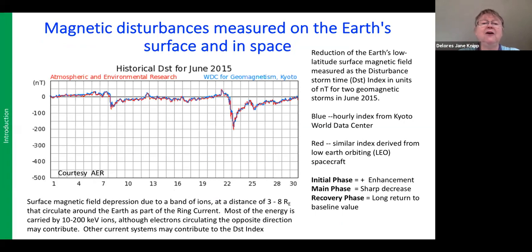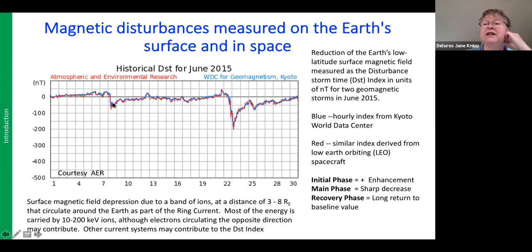It is associated with a reduction in Earth's low latitude surface field that's measured as something called the Disturbance Storm Time Index. That terminology came out of magnetometer studies done in the late 1950s and early 1960s, after the International Geophysical Year, when we had magnetometers posted all over the world. This is an example of a month-long variation of the low-latitude magnetic field with the background field removed. You can see a scale in nanotesla here, and 30 days in the month of June. There's a small disturbance here, and then another much larger disturbance here, which falls into a zone that would be called an intense storm.